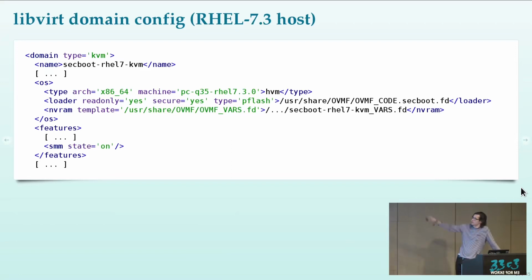Type pflash, it's flash memory. This is a template for the variable store, for an empty variable store. And you don't have to explicitly add this one. Libvirt will store it by itself. It creates a copy of the template and stores it in var/lib/libvirt somewhere. And of course, you need system management support turned on, because it's turned off by default because it doesn't work in older versions.